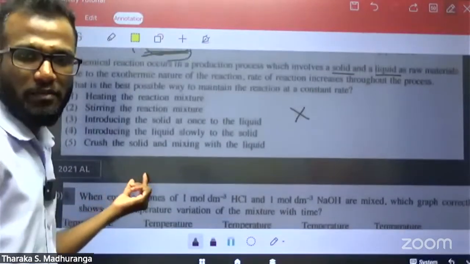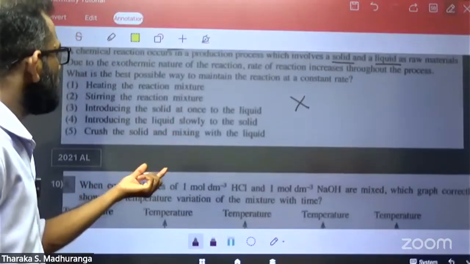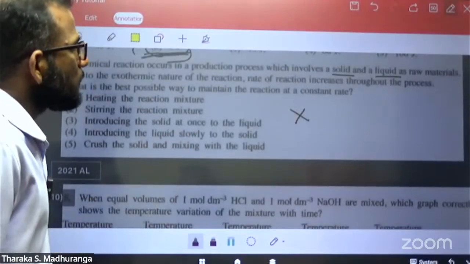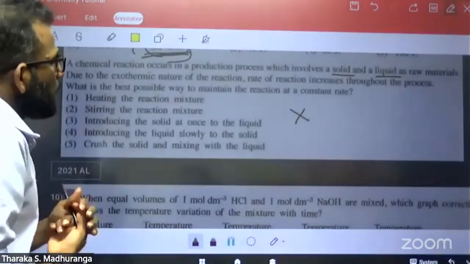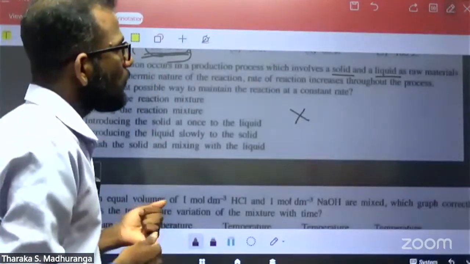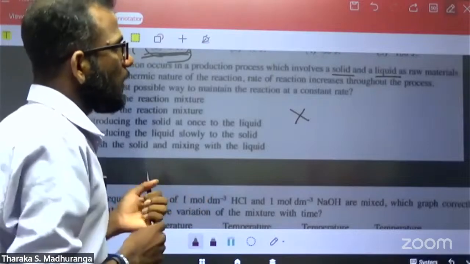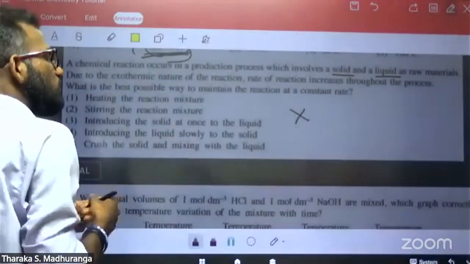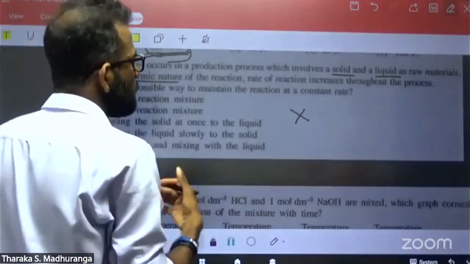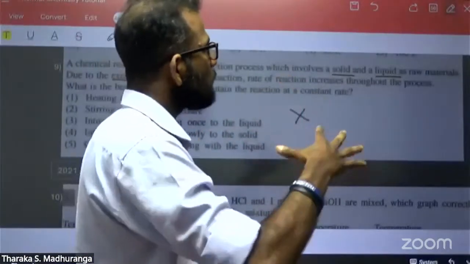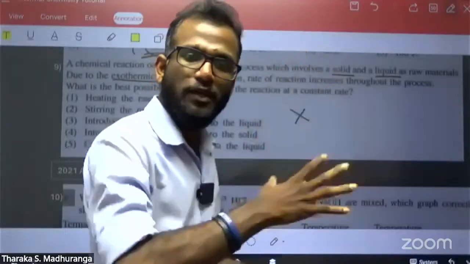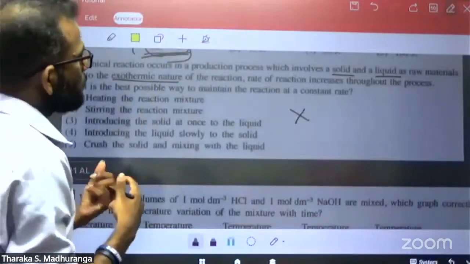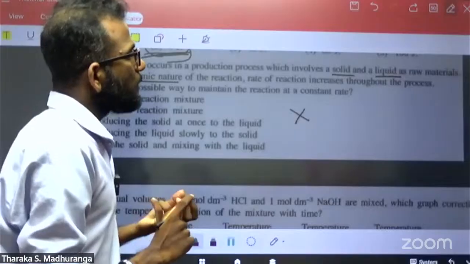The rate of chemical reaction we mainly do later, but it is common knowledge, general knowledge, and you can get the answer. Now, understand the question. A chemical reaction occurs in a production process which involves a solid and liquid as raw materials. Due to the exothermic nature of the reaction, the rate of chemical reaction increases throughout the process. The rate of chemical reaction increasing means the amount of heat production inside the chamber is increased. What is the best possible way to maintain the reaction at a constant rate?